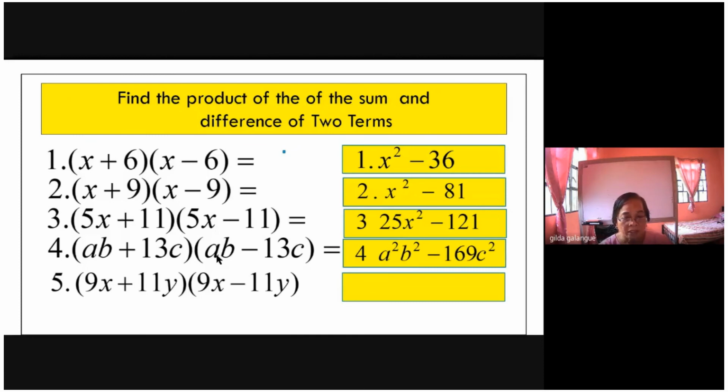We are in the next number. So we have 9x times 9x is 81x squared, and 11y times negative 11y is negative 121y squared. So we have 81x squared minus 121y squared.